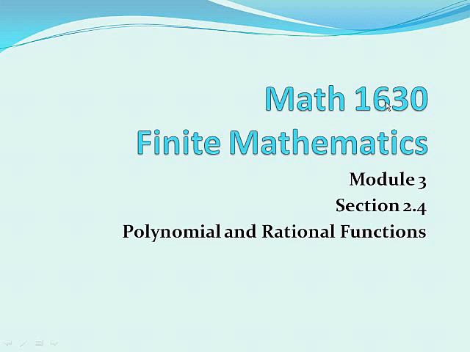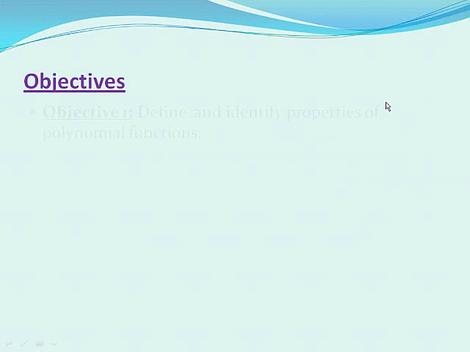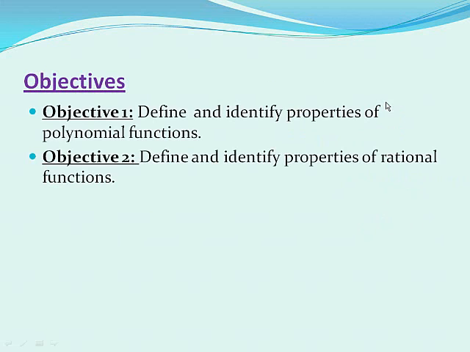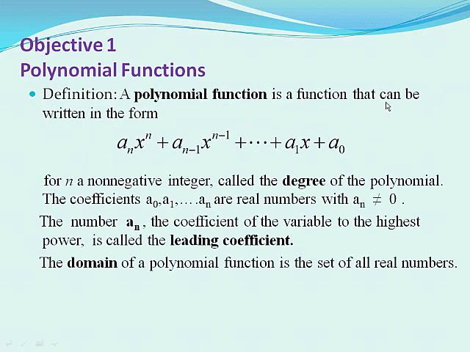Module 3, Section 2.4, Polynomial and Rational Functions. Objectives. Objective 1. Define and identify properties of polynomial functions. Objective 2. Define and identify properties of rational functions. Objective 3. Application problems.